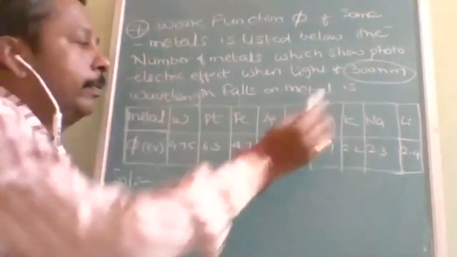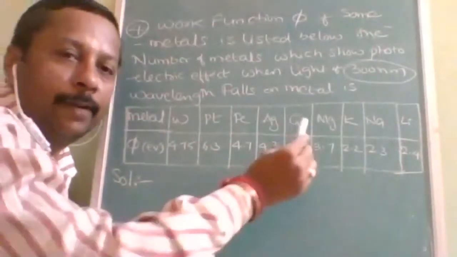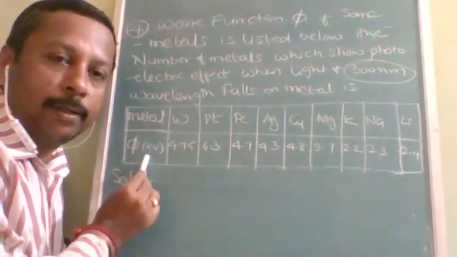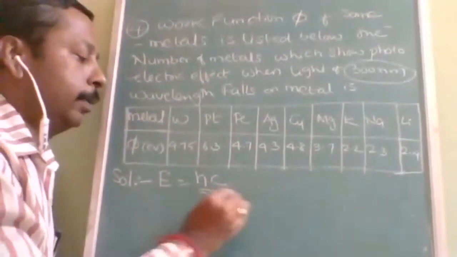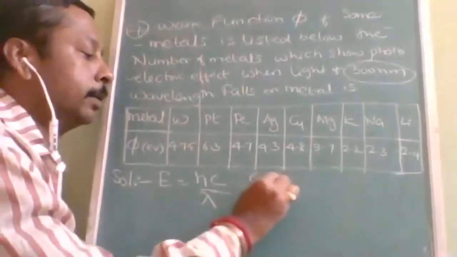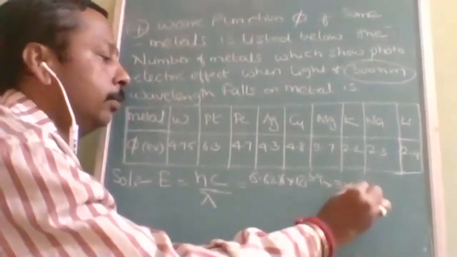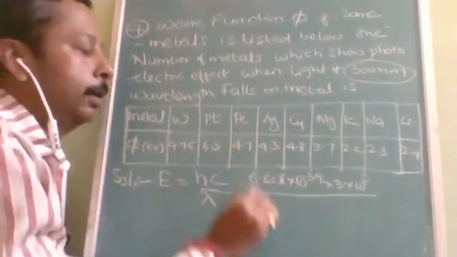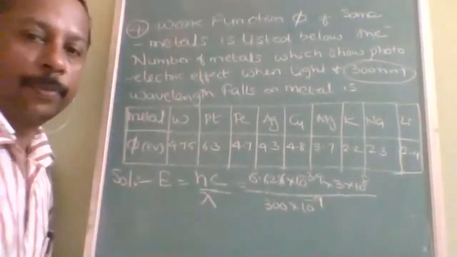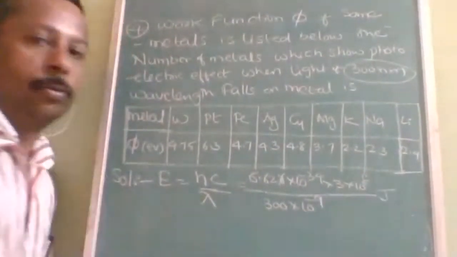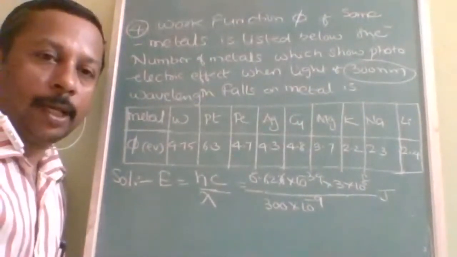First, we will convert this wavelength into energy, and that too into electron volt. The formula is E equals hc upon lambda. That is 6.626 into 10 to the power of minus 34 into 3 into 10 to the power of 8, divided by 300 into 10 to the power of minus 9 meter. But the answer will be in joules. You have to convert into electron volt.